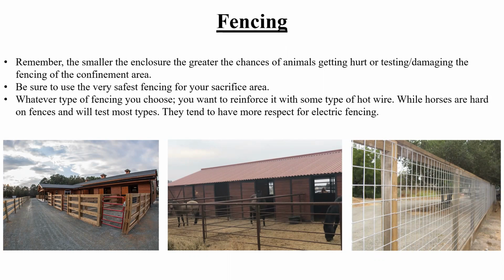Hot wire is just a suggestion. I know some landowners that have animals that don't like hot wires. In the picture examples, we have wood, steel, and some woven galvanized fencing.